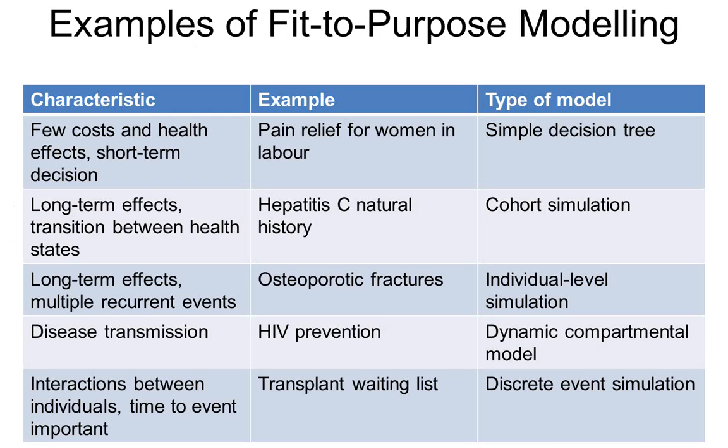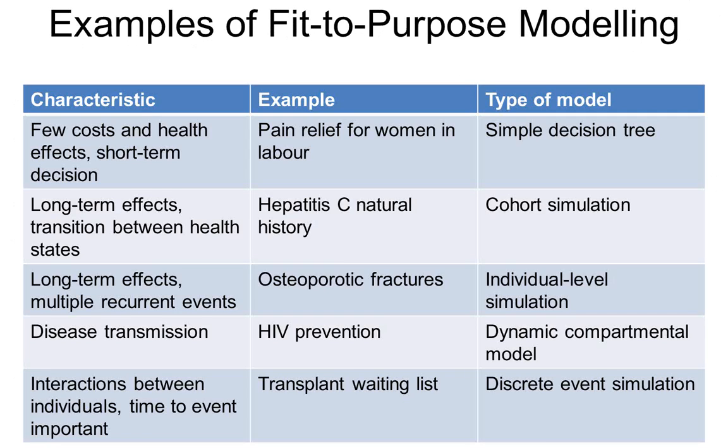We also might want to think about models where disease transmission between individuals is important. So that might be important, for example, for HIV prevention, or really for any infectious diseases. Certainly for Zika, for example, we might want to model how the disease is spread between individuals, both through mosquitoes and through sexual contact. And in that case, we would want to use something like a dynamic compartmental model.